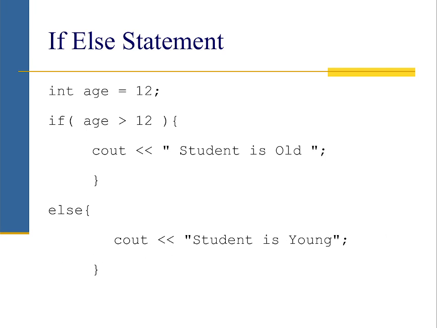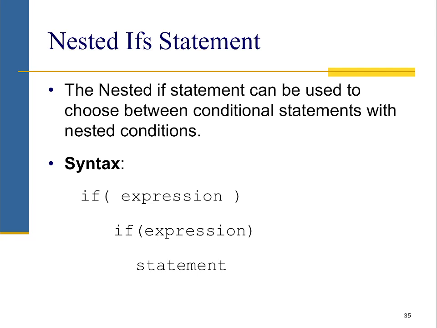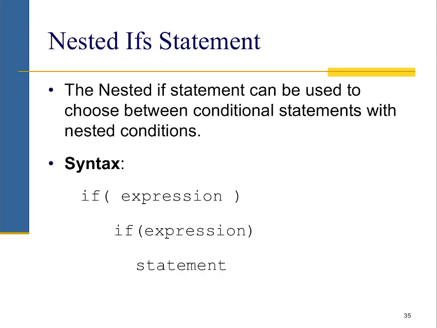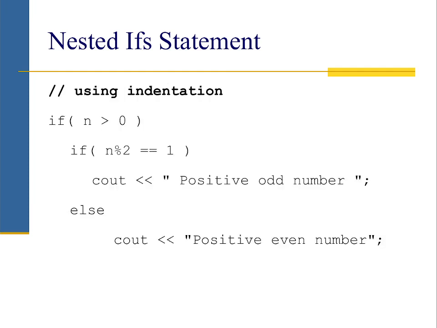And you're telling the program that if anything else apart from this is true, then give us the student is young. You have nested if too, as I said, an if statement and another if statement, and you should be aware of the indentations. Just like this, we have if n is greater than 0, and if n modulo 2 is equal to 1, then you should print a positive odd number, else a positive even number.